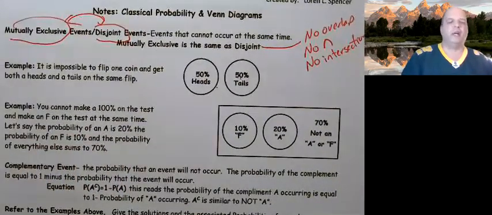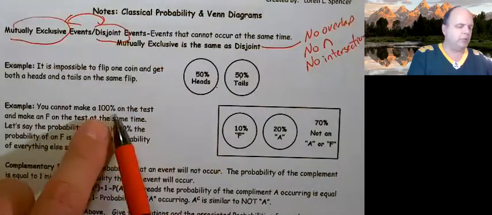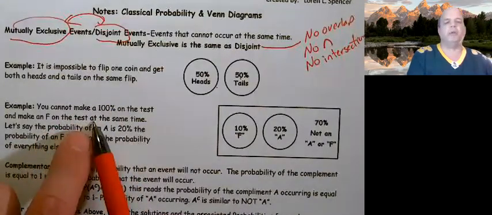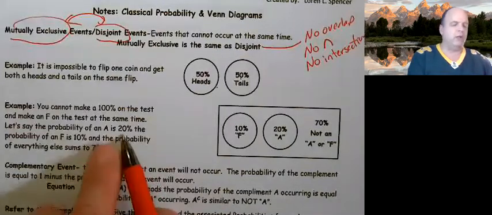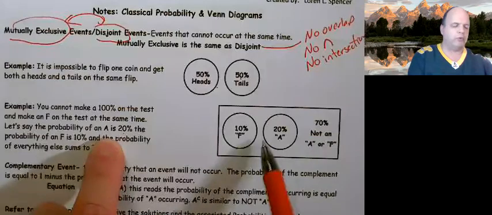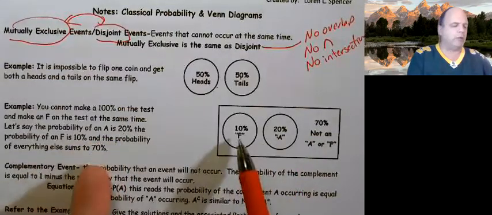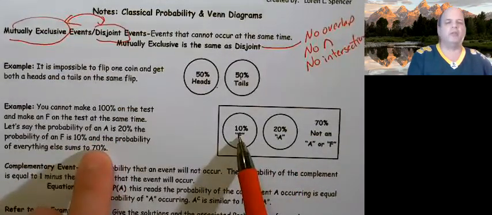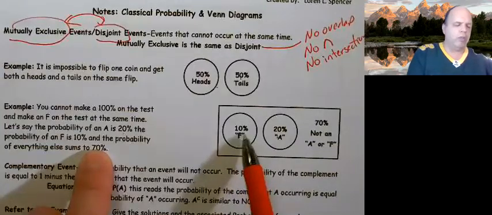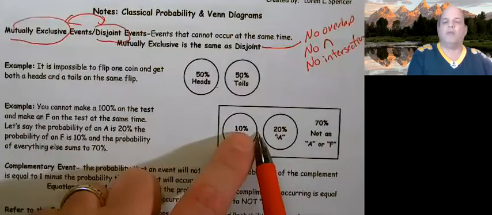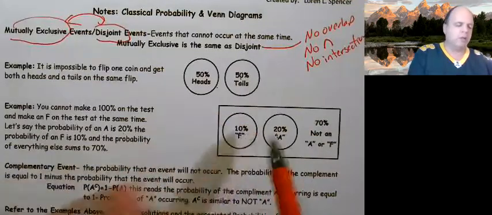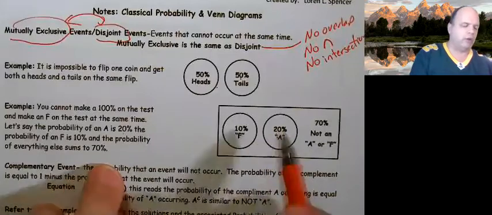Here's another Venn diagram. You cannot make 100% on the test and make an F on the test at the same time. All right? Not possible. You either get 100% or you get an F, but you can't have them occur at the same time. Let's pretend that the probability of getting an A is 20%, which is what we show here. The probability of getting an F on the test is 10%. Well, notice I can't get an A on the test and an F on the test, so they don't have any overlap. They don't have anything in common. But that only accounts for 30%.